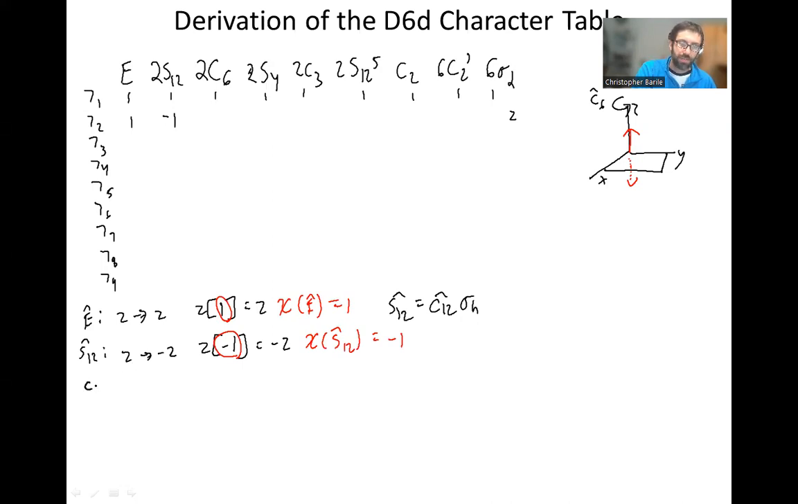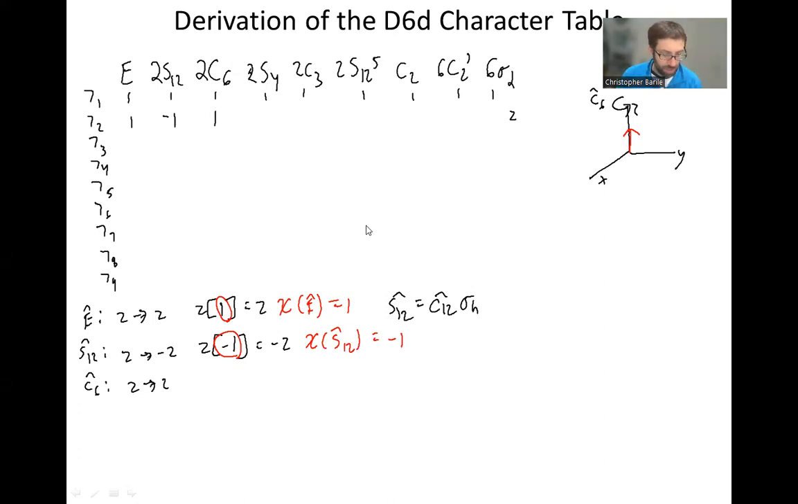All right, so next we just move right along. We do the C6. The C6 is not going to have this mirror plane, right? All it is a C6. It's a 60-degree rotation. The z vector is going to go to z. And just like for the identity operation, that means we're going to have a1.